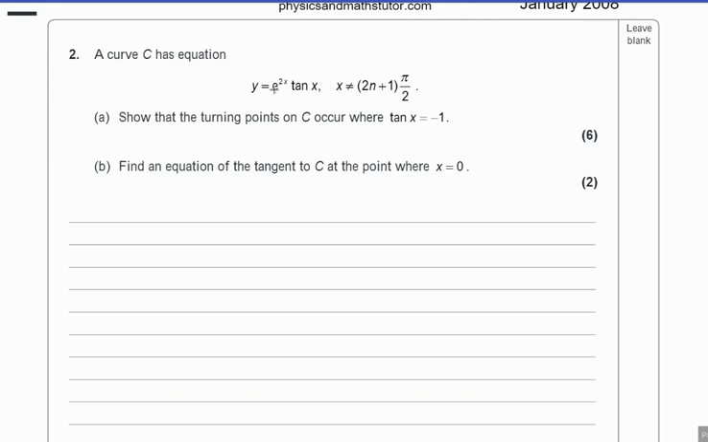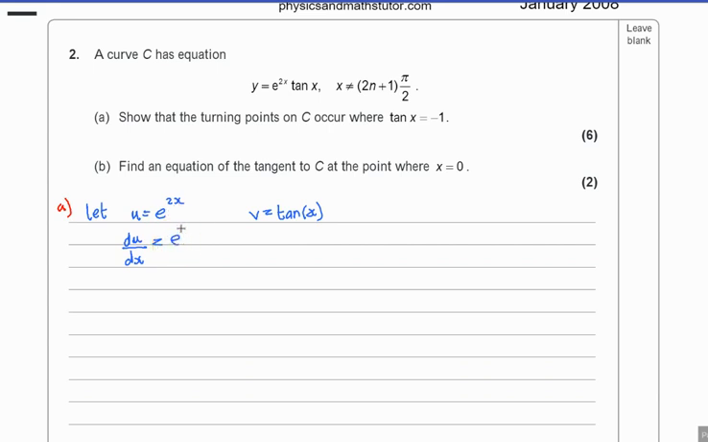So we have y equals e to the power of 2x multiplied by tan x. And it says show that the turning points on C occur where tan x equals -1. Okay, so turning points implies differentiation, so we need to differentiate. So product rule, we've got e to the power of 2x multiplied by tan x, which is a product. So we let u equal e to the power of 2x, and we've got that v is equal to tan x.